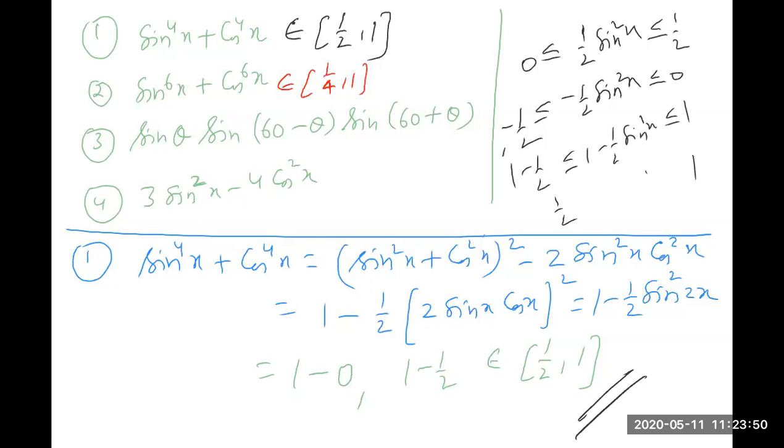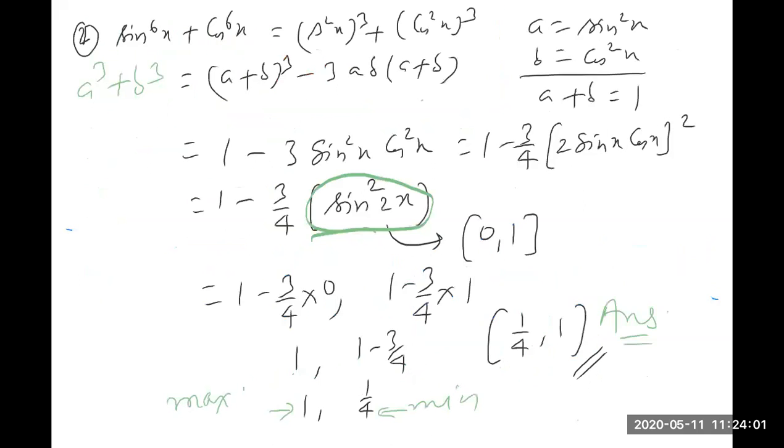If you remember, this is the formula of 1 upon 4 sin 3 theta: sin theta, sin 60 minus theta, sin 60 plus theta. This is a very important formula. Here, instead of 60 degrees, you can have 240 degrees also.